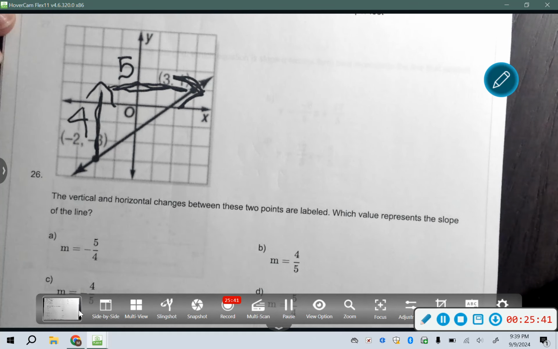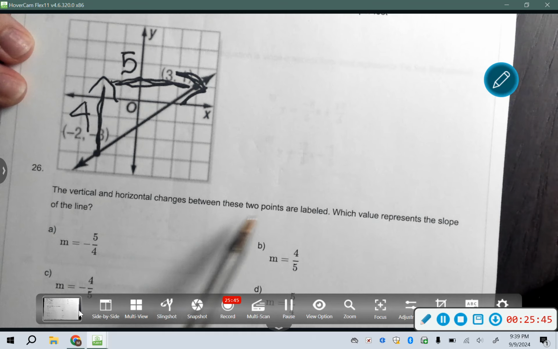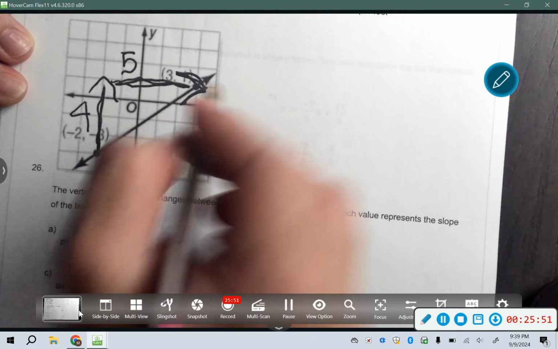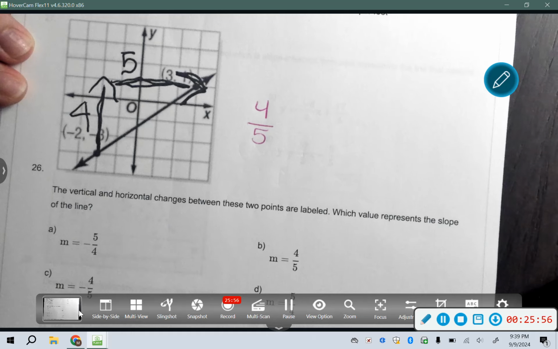Okay, it says the vertical and horizontal change between the 2 points are labeled. Which value represents the slope of the line? I know that I rise 4, run 5, so it's 4/5. Equals 4/5.